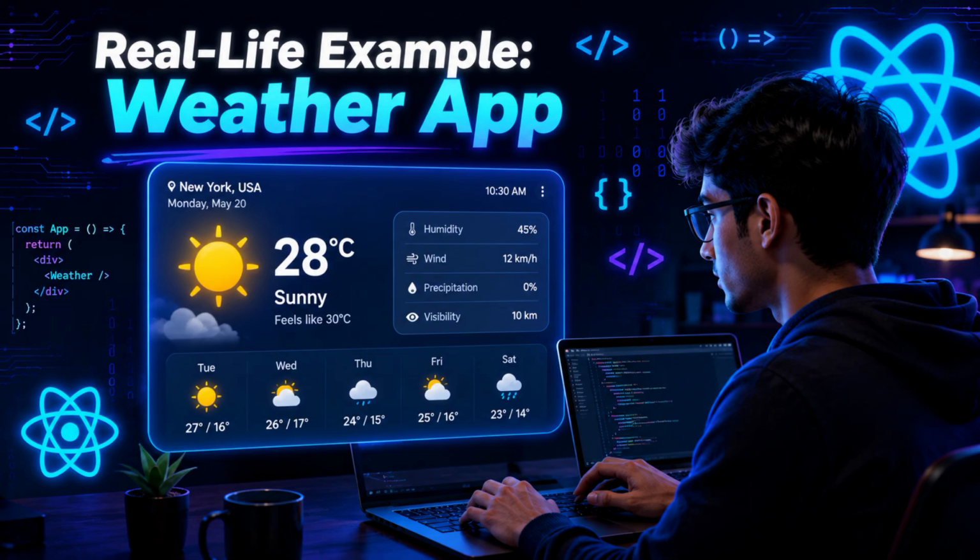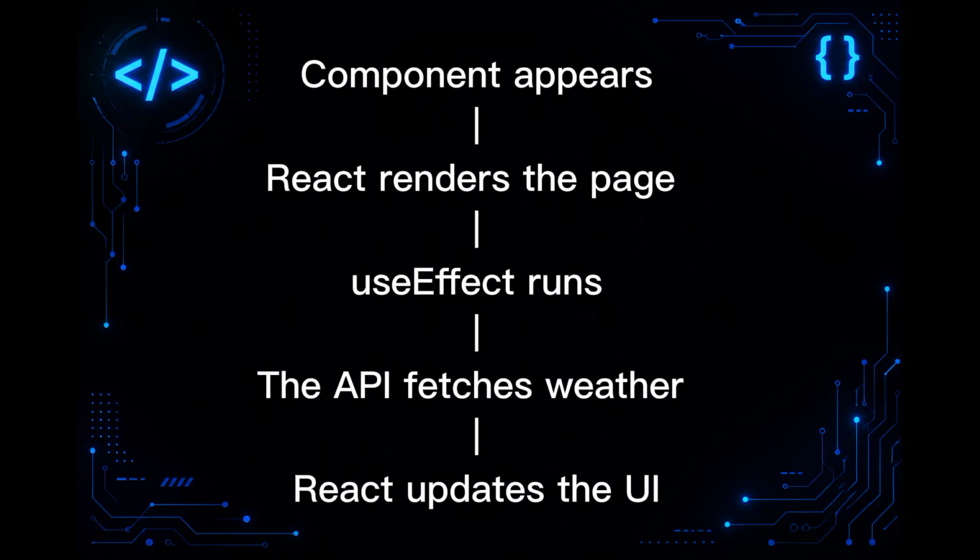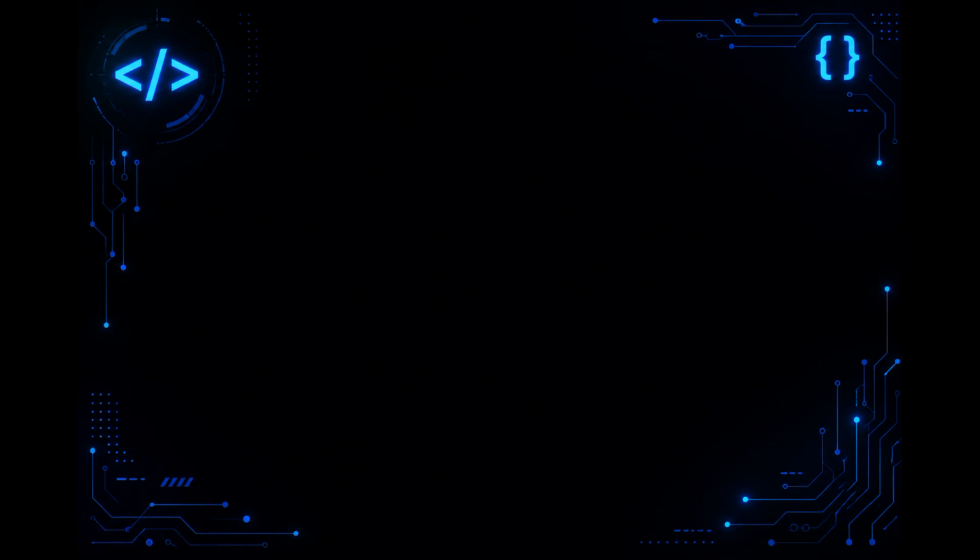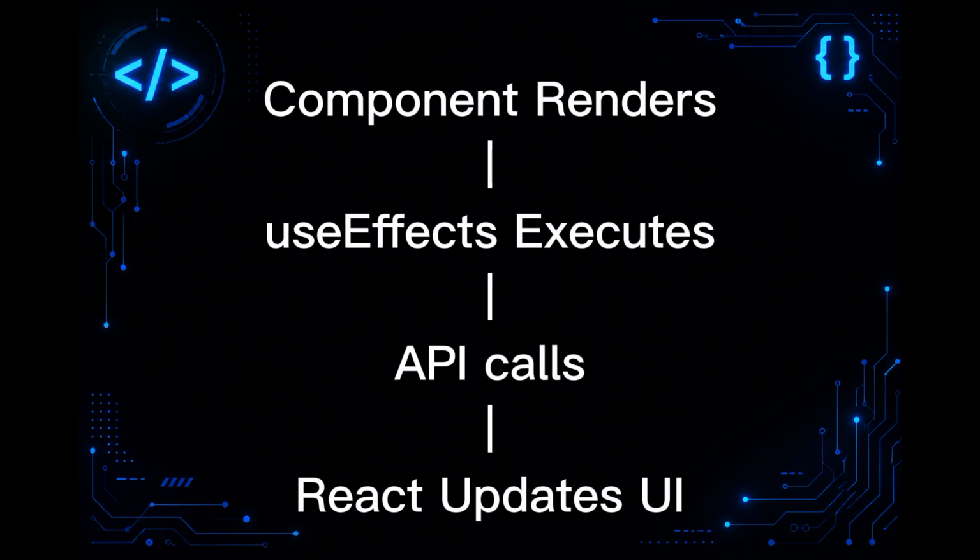Let's understand a real-life example with a weather app. The component appears, React renders the page, useEffect runs, the API fetches weather, React updates the UI. Just understand the flow. Component renders, useEffect executes, API call, React updates UI.